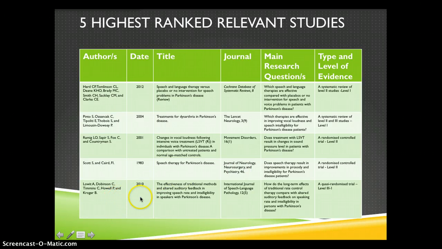And then this paper by Lowit was a quasi-randomised trial. So this was a level 3 paper, and they looked at how do the long-term effects of traditional rate control therapy compare with altered auditory feedback on speaking rate and intelligibility in persons with Parkinson's disease. So these were the five highest ranked relevant studies to the clinical question that we were trying to address that I found. Okay, thank you.